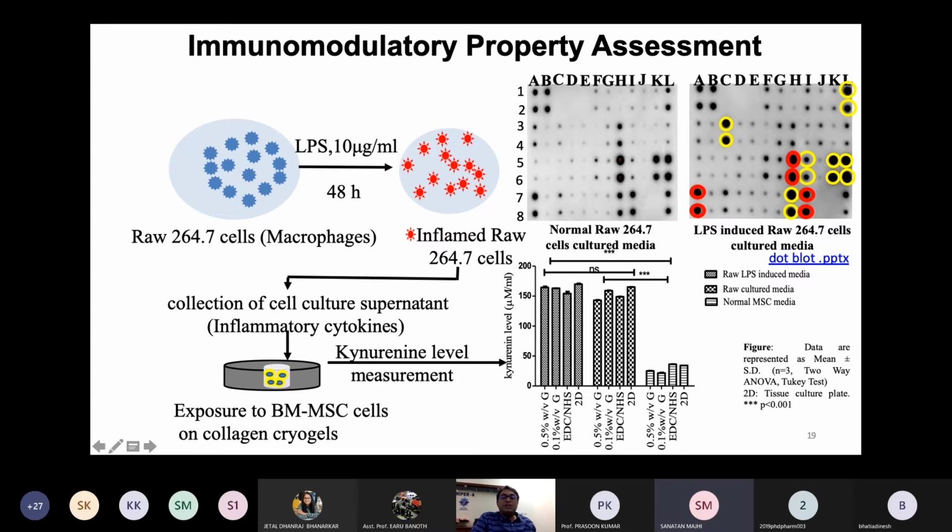But after, I think, 4 or 5 days, the days are missing, you see complete suppression in many of these. However, we did not see significant differences between all these, but it does show that the behavior is not abrupt, and these are showing a similar trend to what we can observe in EDC and HS crosslinked collagen. So probably the BMSCs' anti-inflammatory property is not modulated so much in the presence of graphene.